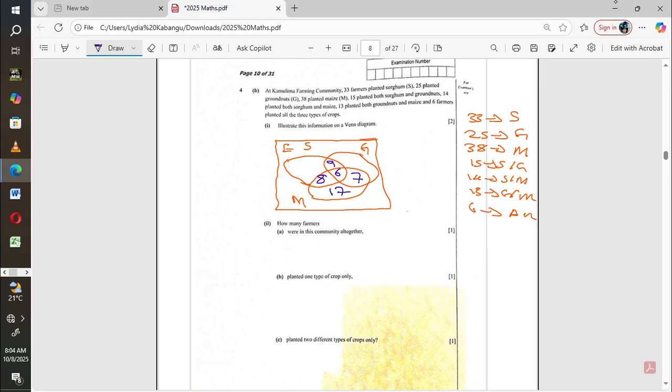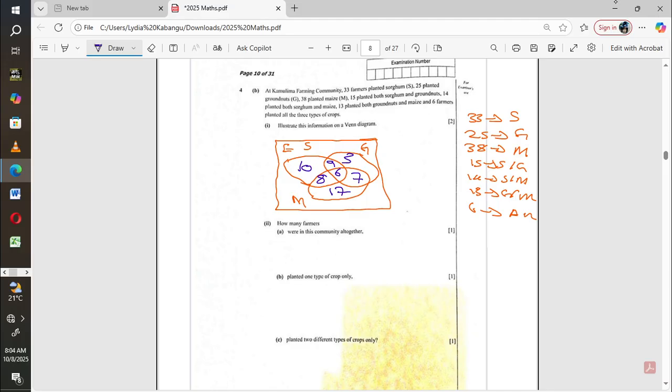Okay, so come to groundnuts. Groundnuts, it was 25. So 9 plus 6 plus 7 is 22, and 25 minus 22, we're going to have 3. So here we have 3. Then sorghum: 9 plus 6 plus 8 is 23, and 33 minus 23, we're going to have 10 there. So this is the information that has to be illustrated on the Venn diagram. Just by writing this, you get your 2 marks there.